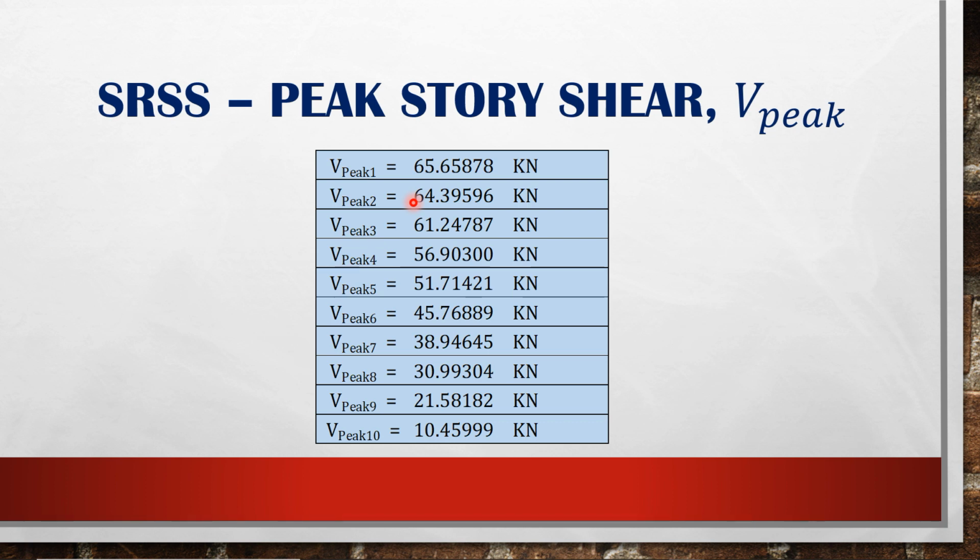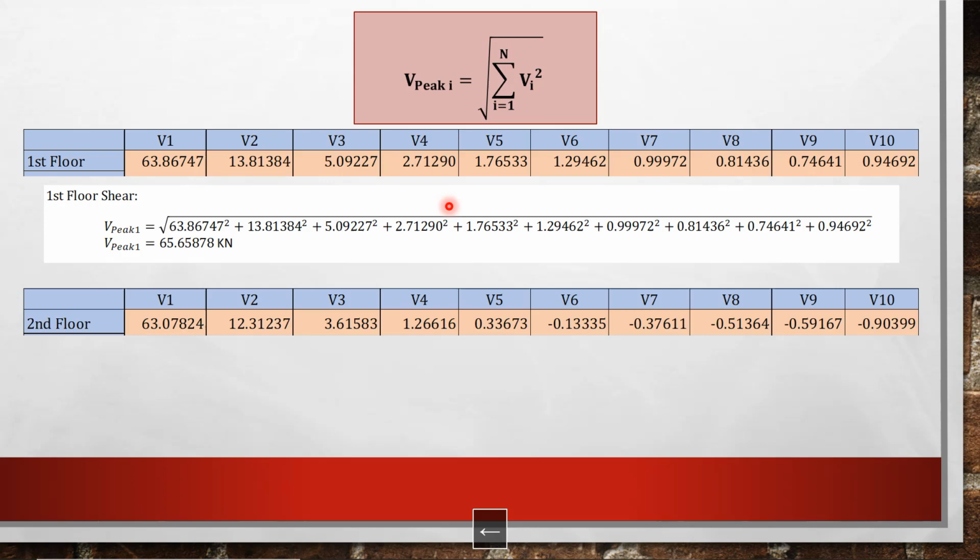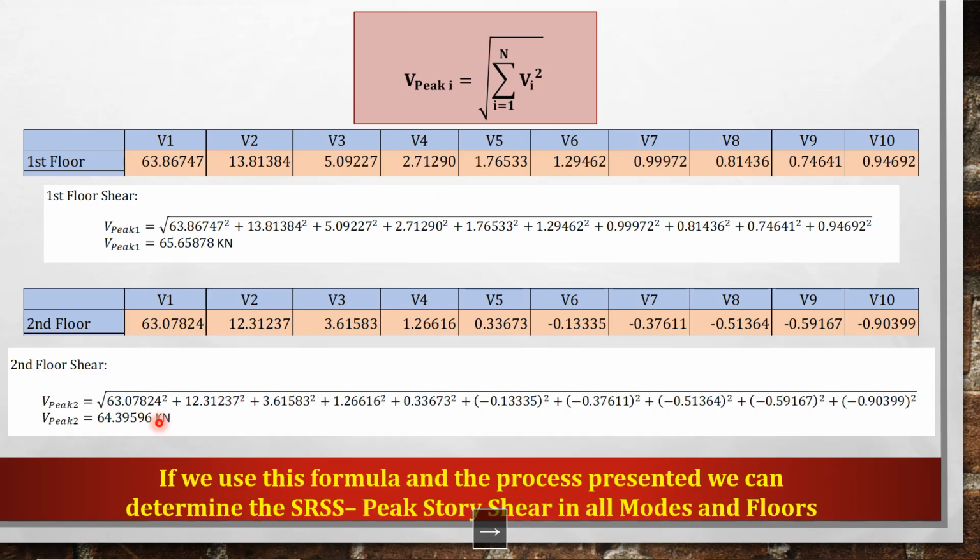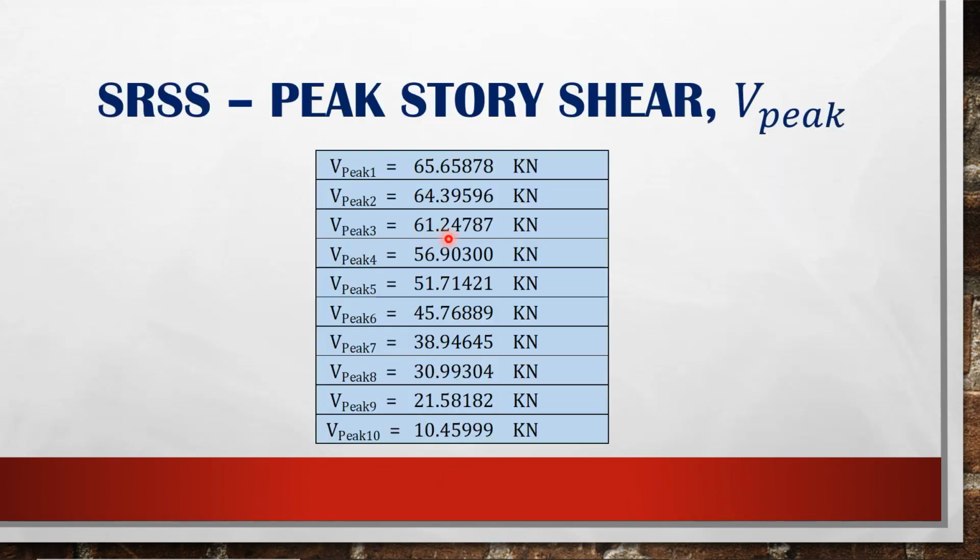So, SRSS, the peak story shear, ito na yung result, no? Ito yung nakuha natin sa V peak 1 kanina, 65.65878 kilonewton. For V peak 2, 64.39596. Ito yun. So, the rest, V peak 3 or the peak story shear for third floor, 61.24787 and so on for peak story shear. 10th floor equals 10.45999 kilonewton. So, ito yung peak story shear natin in every floor, no? Yan. So, next step, step 12, combine the modal responses.